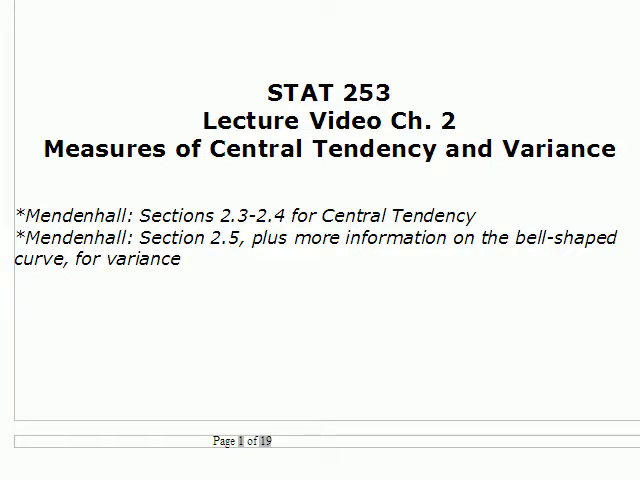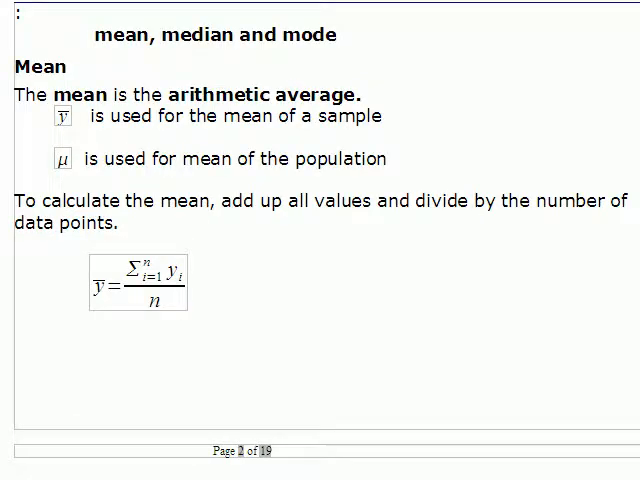In this lecture, we continue the discussion of descriptive statistics for Stats 253. Here we're going to talk about the measures of central tendency and variance. In the Mendenhall textbook, this corresponds to sections 2.3 to 2.4 for central tendency and section 2.5 for variance, plus I've added some extra information on bell-shaped curves.